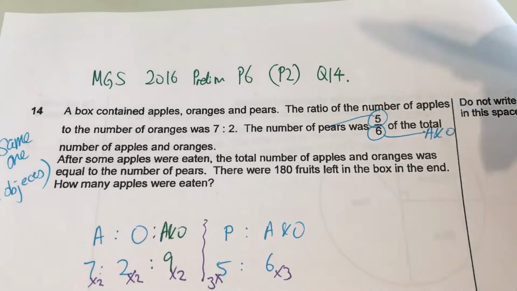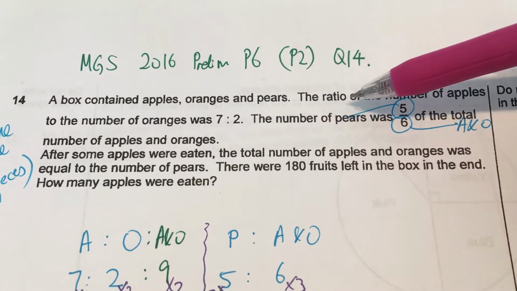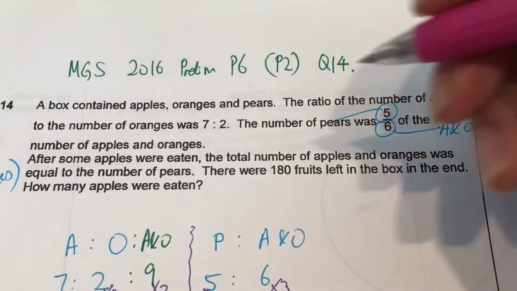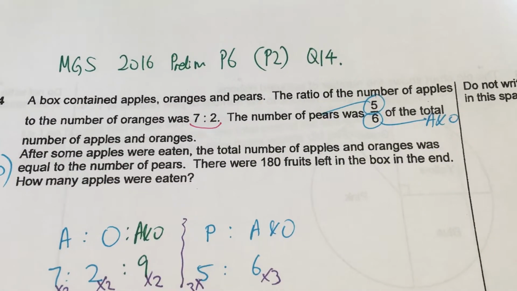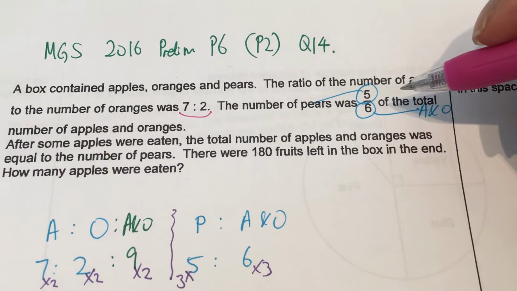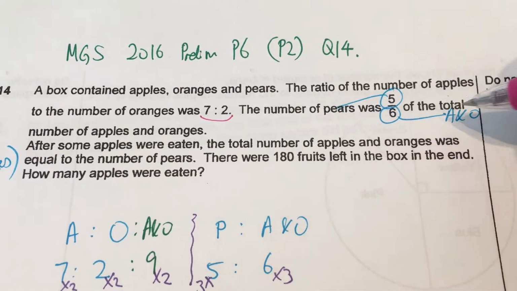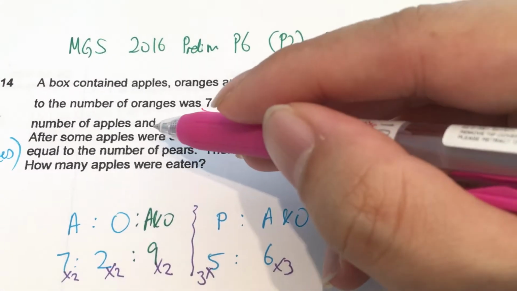Okay, in this question, a box contains apples, oranges, and pears. The ratio of the number of apples to the number of oranges was 7:2. The ratio of pears to apples and oranges was 5:6, and always do this: connect 5 to pears and connect 6 to apples and oranges. Yeah? Because it says here.